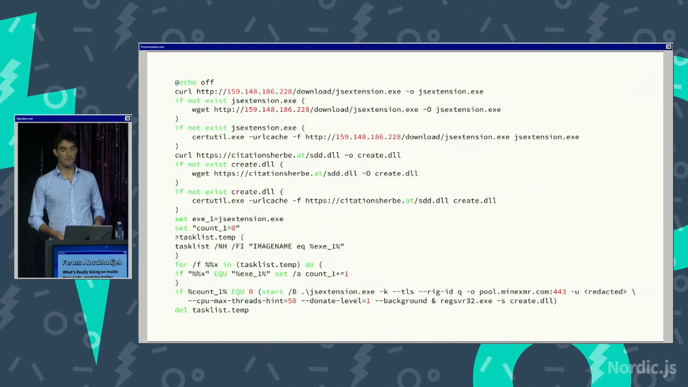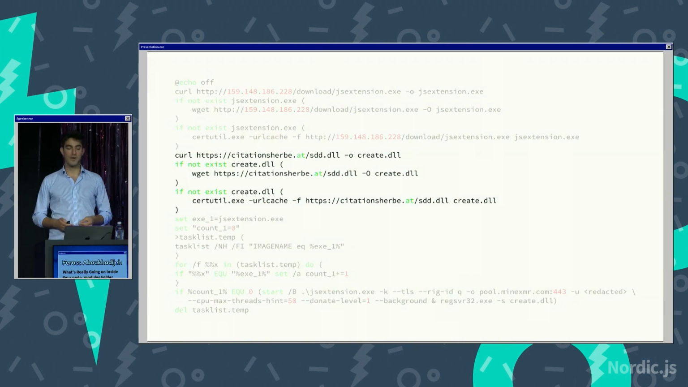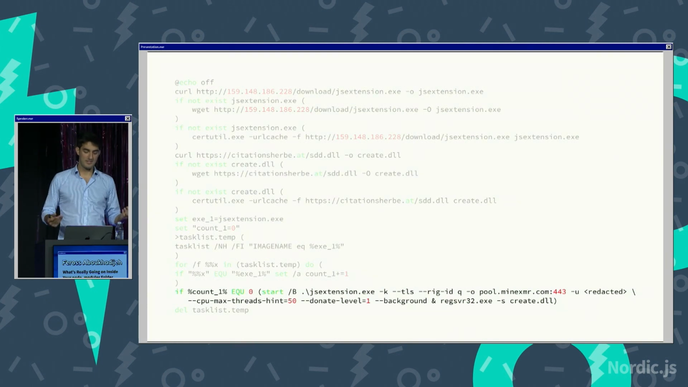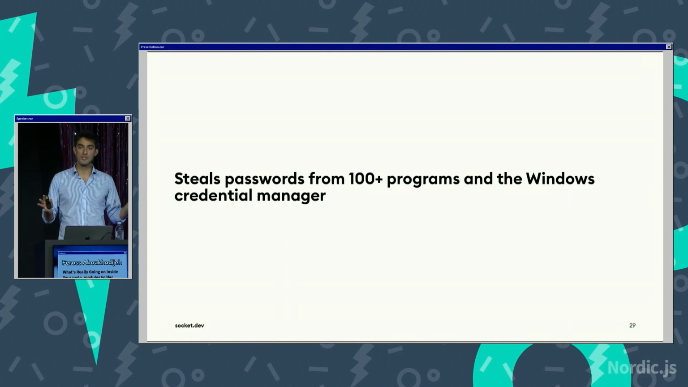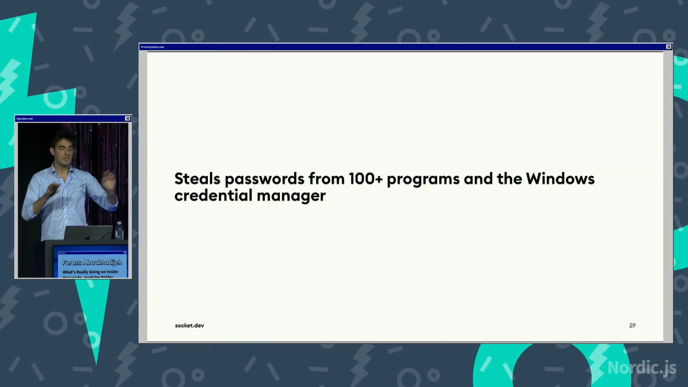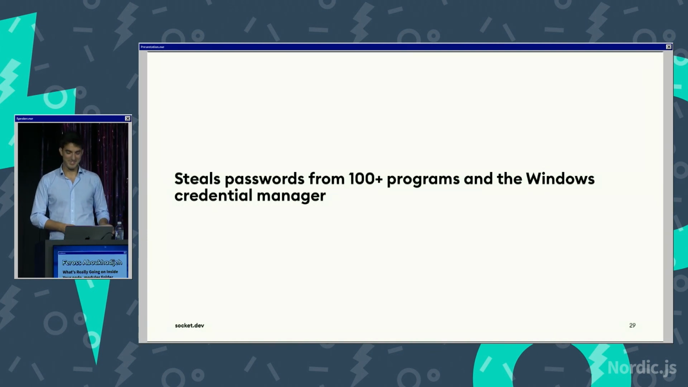So this is the Windows version of the malware. And I'll just draw your attention to this section here where it downloads a DLL file and then registers it. What that does is, on Windows, it actually steals passwords from 100 different programs on the machine by looking at the different config files, as well as all the passwords in the Windows Credential Manager. So the Windows users had it much worse, unfortunately, in this attack.